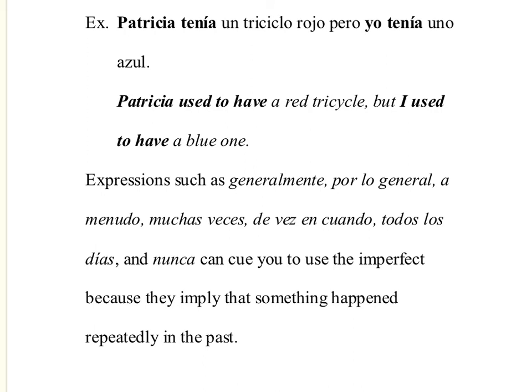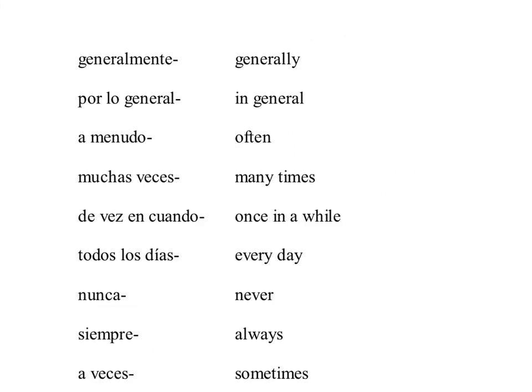Expressions such as generalmente, por lo general, a menudo, muchas veces, de vez en cuando, todos los días, and nunca can cue you to use the imperfect because they imply that something happened repeatedly in the past. These words are important to remember when we're using the imperfect tense. They'll give you a clue to know that we're using the imperfect tense. So let's look at some of these.